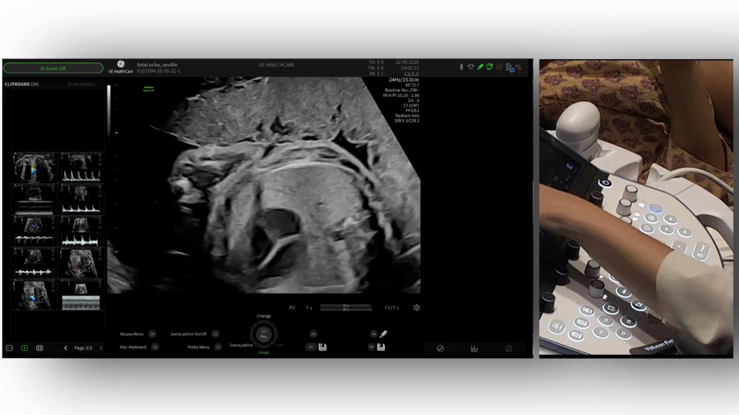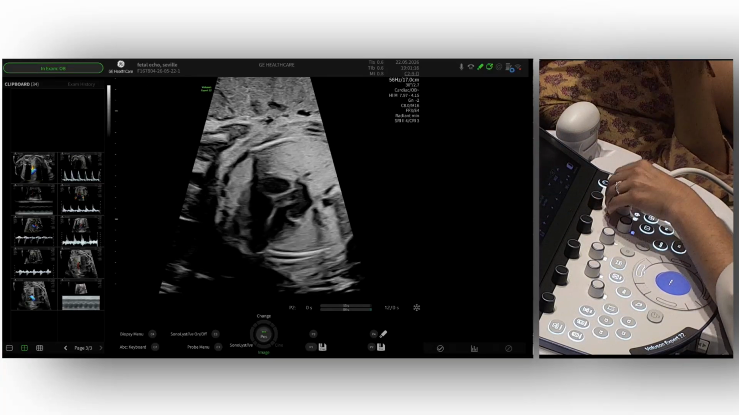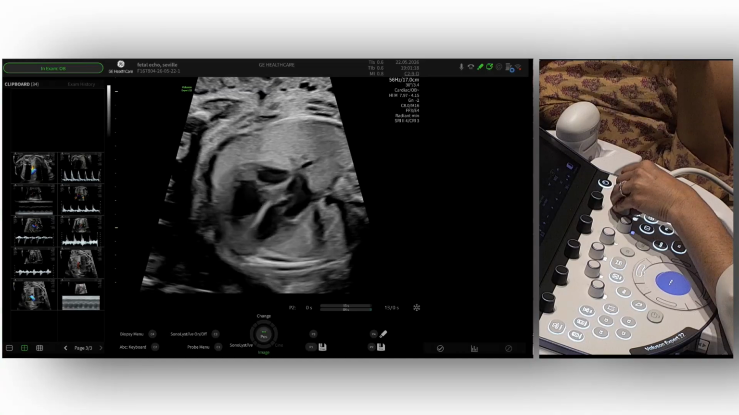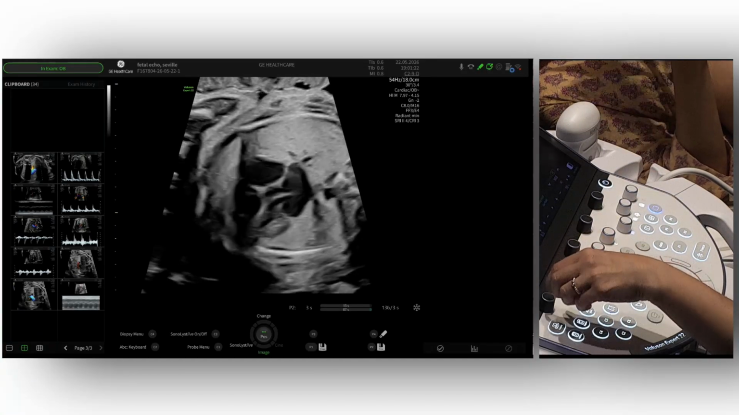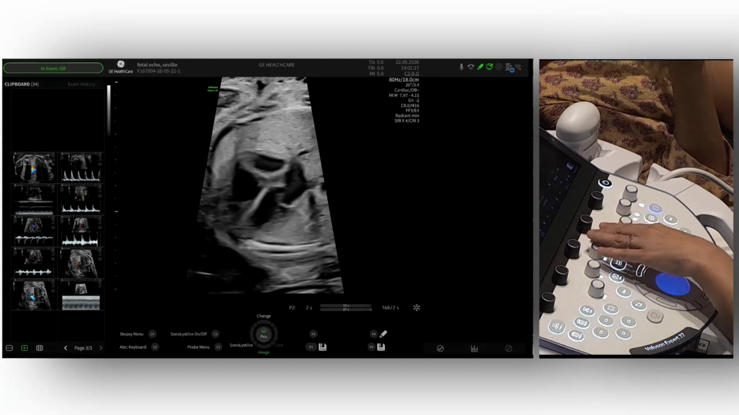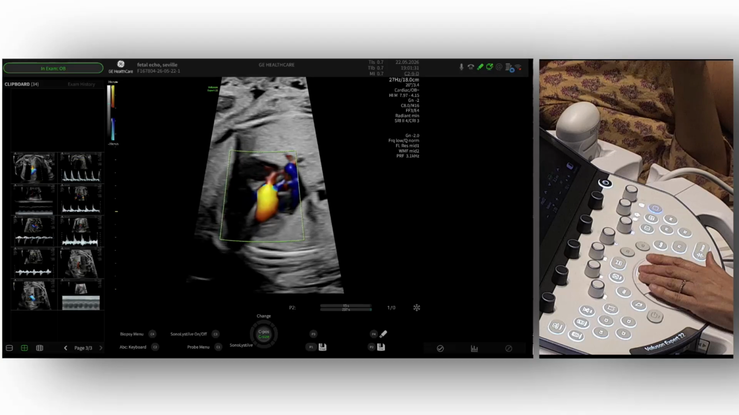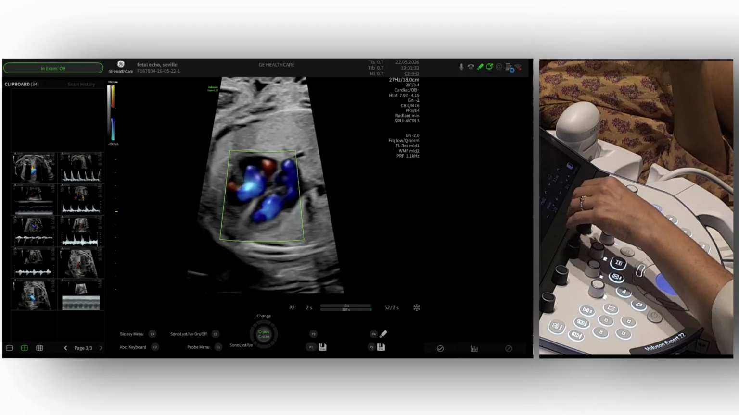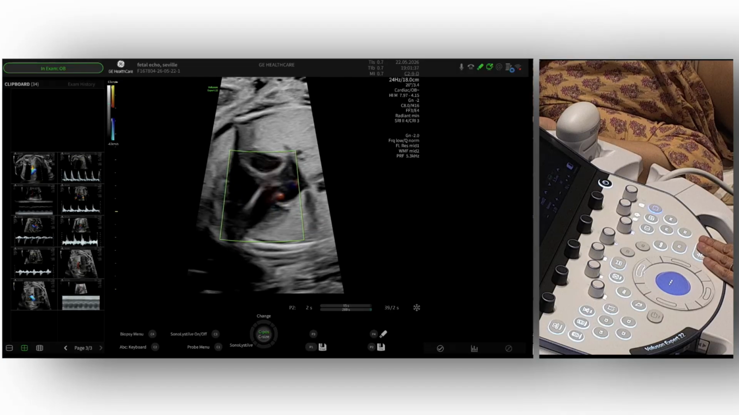So let's now go to the heart. We are going to move to the heart setting to do a little bit of zoom. And then let me close the angle a bit. Okay. And then one thing that we can do is to look at the same time at the mitral and aortic blood flow.